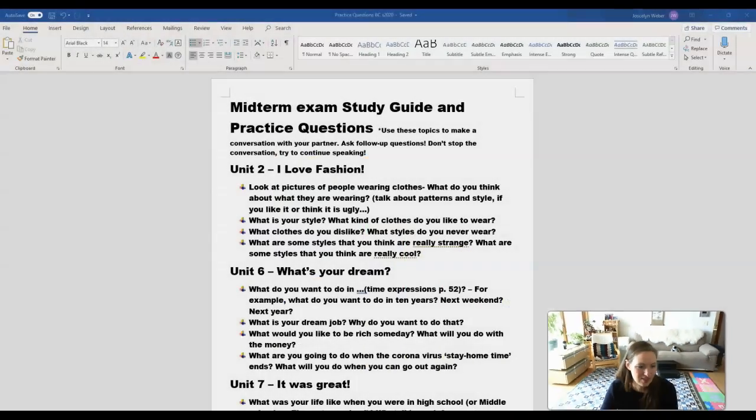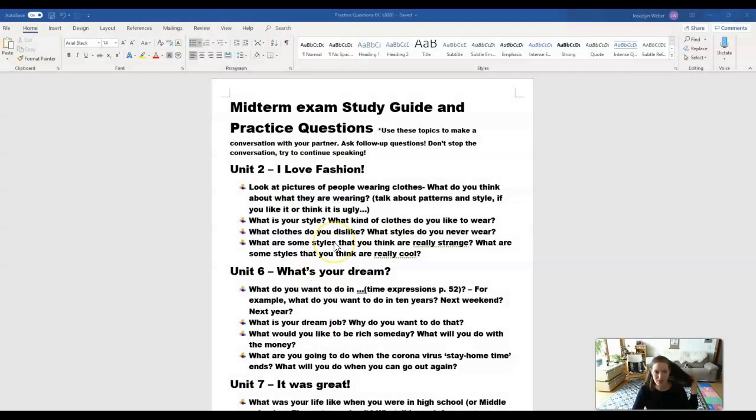So let's go back to the questions. So look at the pictures. What do you think about what they are wearing? Number 2, what is your style? What kind of clothes do you like to wear? What clothes do you dislike? What styles do you never wear? And the last one, what are some styles that you think are really strange? What are some styles that you think are really cool?